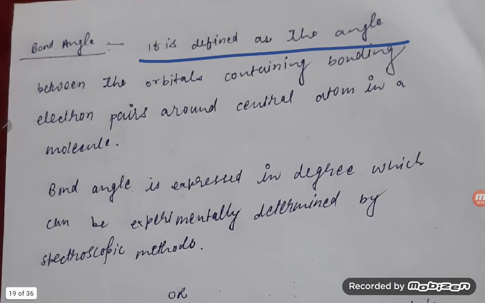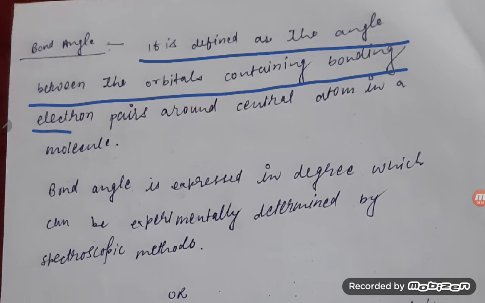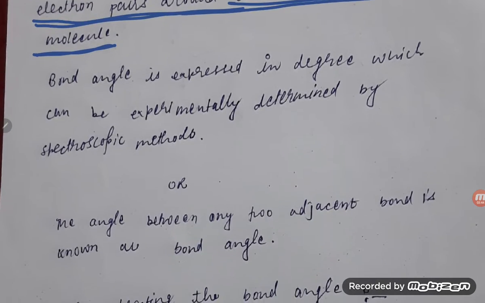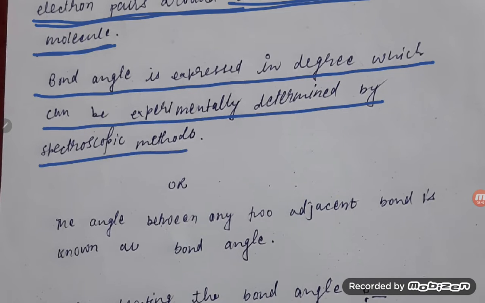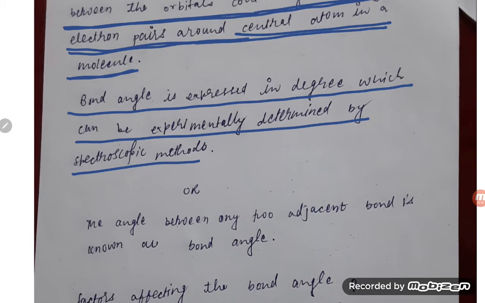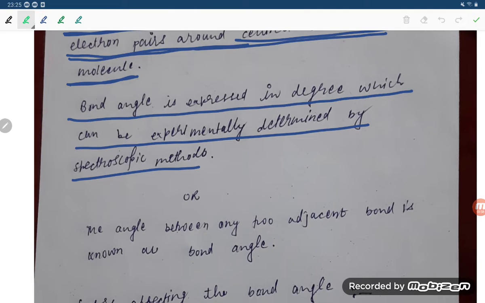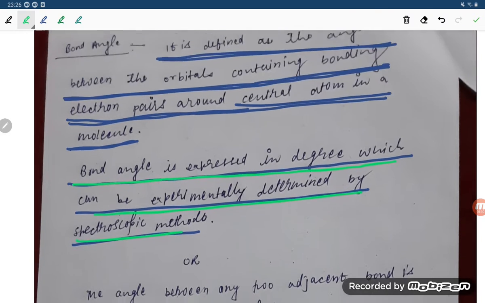Bond angle is defined as the angle between the orbitals containing bonding electron pairs around the central atom in a molecule. Bond angle is expressed in degrees, which can be experimentally determined by spectroscopic method. Right, students?